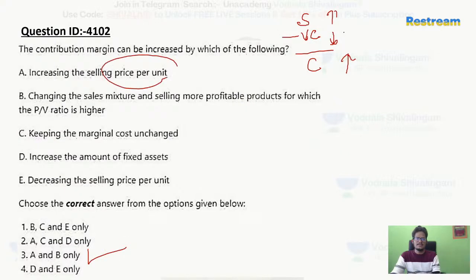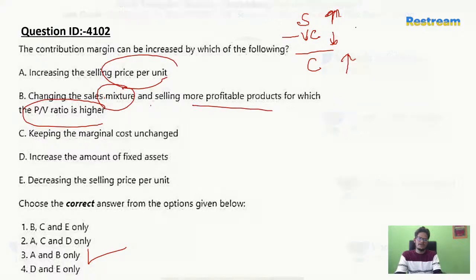So increase in selling price per unit, either increase in selling price per unit. B, change in the sales mixture, selling more profitable products for which PV ratio is higher. I would say you can decrease the variable cost per unit also to increase the contribution. By keeping the sales price constant, you can decrease the variable cost per unit. Then in such case also contribution will increase. Or you can change the sales mixture, selling more profitable products for which PV ratio is higher. So whichever has higher sales price, that type of products to be sold more, so that it will be yielding more and more profit left over after deducting the variable cost.